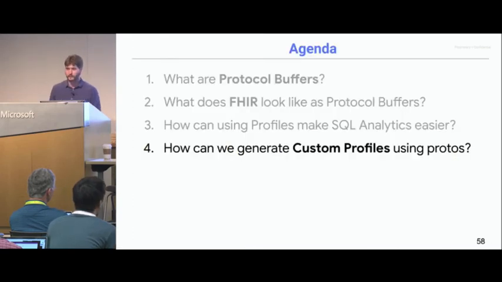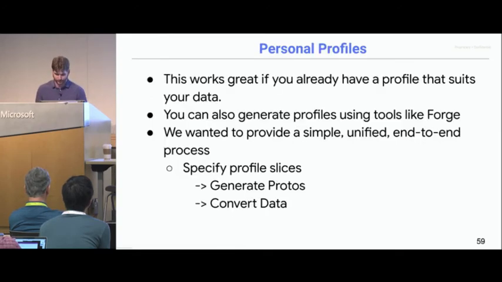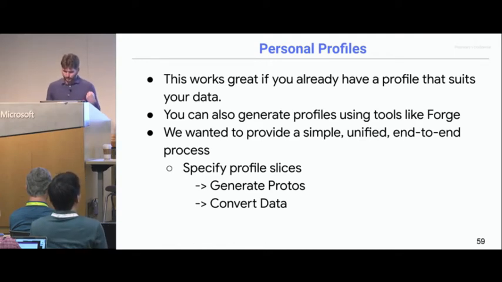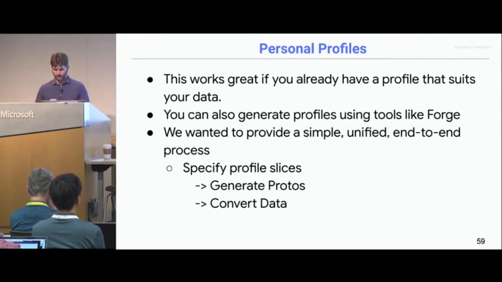So that's all well and good if you have these profiles. And if you've been to some of the FHIR talks, maybe you've seen some other ways to generate profiles. We have our own that goes entirely through Proto, and it's designed to integrate very nicely with the rest of our system. So I'm going to talk a little bit about that. We want to provide a simple, unified, end-to-end process for looking at your data, identifying what extensions you care about, generating protos, converting the data, putting it up on BigQuery, and making it instantly searchable.